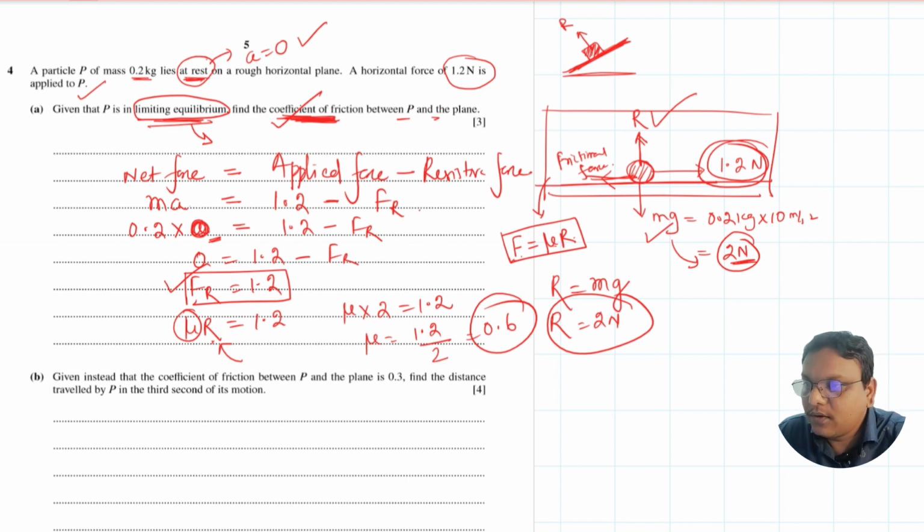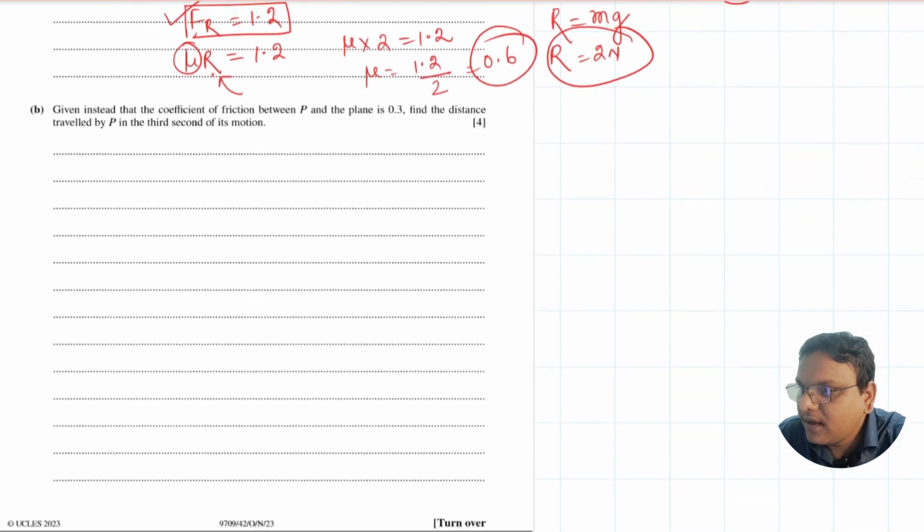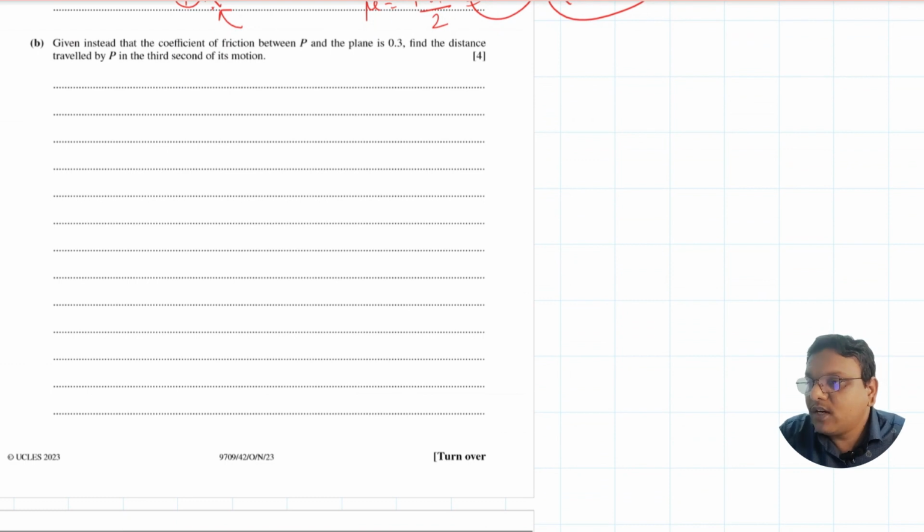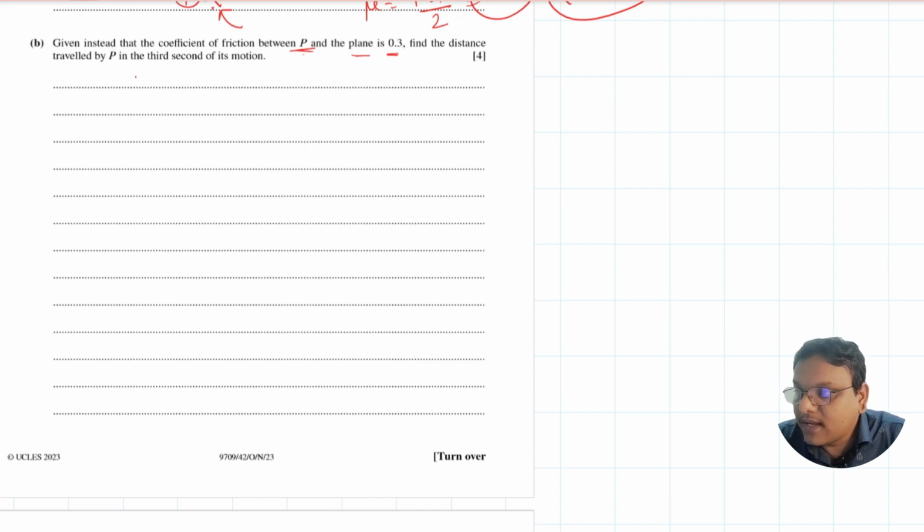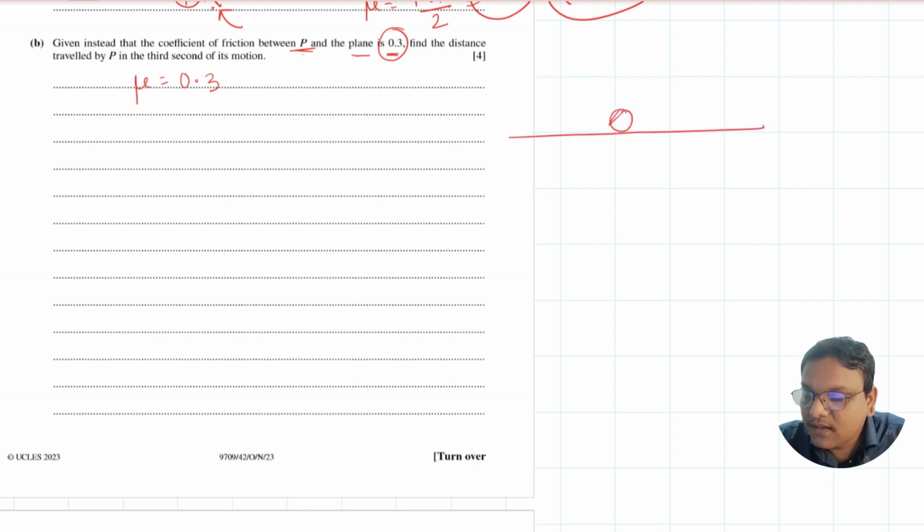Now moving to the next part of this one. If you see the next part, it is given instead that the coefficient of friction between P and the plane is 0.3. So we are not taking the previous friction coefficient, I'm not taking 0.6. We'll take 0.3. Now let me draw this again. See, this force is given as 1.2 Newton. The downward force, which is mg, is 0.2 times 10, so this one we got 2 Newton.